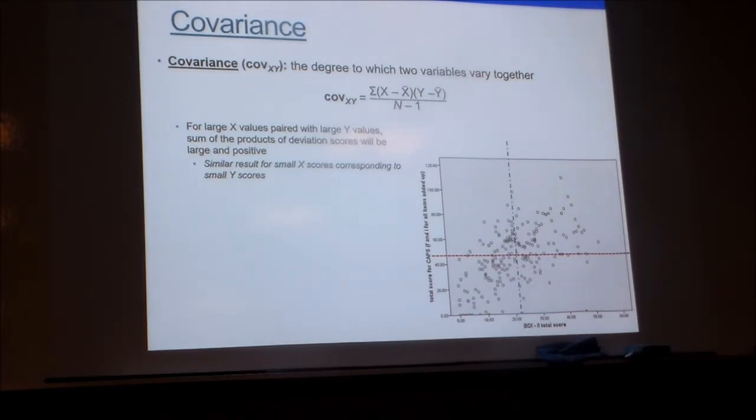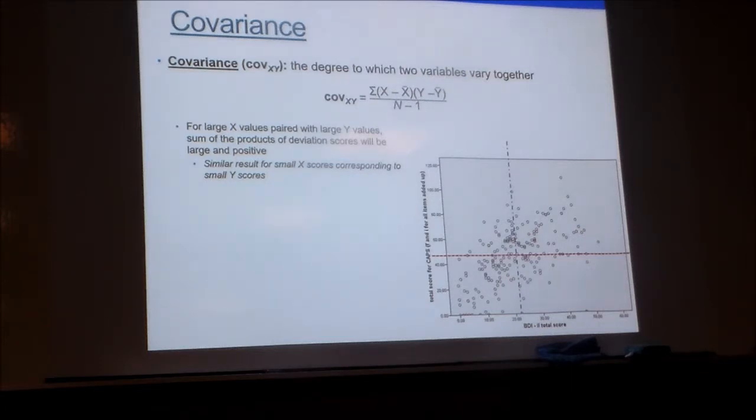If I have large X values paired with large Y values, what's going to end up happening is that some of the products of the deviation scores are going to be large and positive, right? So if, in general, big X's are associated with big Y's, so I'm looking at this X value of, say, 50, so 50 minus the mean is going to be 45, times 120 minus 20, right? I've got two large positive values, and so that's going to end up giving me a large positive covariance.